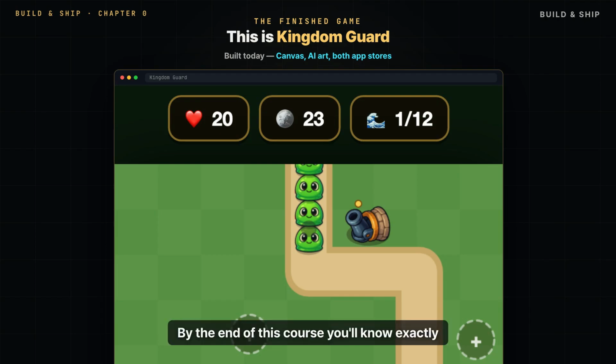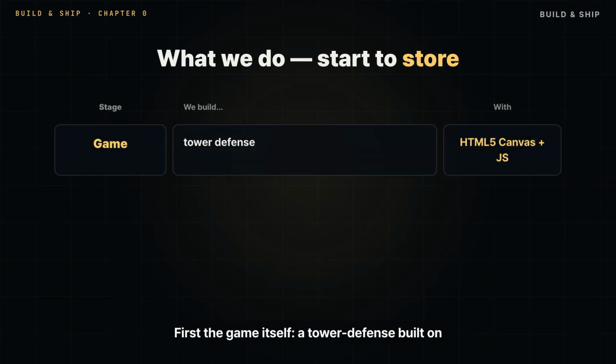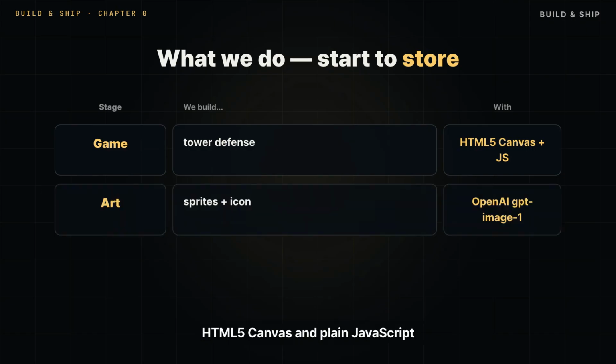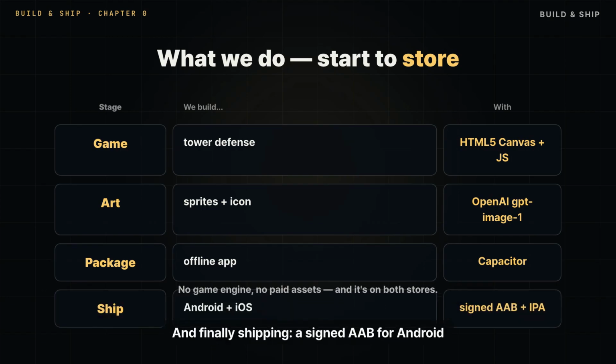By the end of this course, you'll know exactly how a game like this gets made from nothing and pushed to the stores. Here are the 4 stages of shipping a game, and the exact tools we use for each. First, the game itself. A tower defense built on HTML5 Canvas and plain JavaScript. Then the art, sprites, and an app icon, all generated with OpenAI's GPT-Image1. Then packaging. We wrap the whole folder into an offline app with Capacitor. And finally, shipping. A signed AAB for Android and an IPA for iOS. No engine, no paid assets, and it lands on both stores.